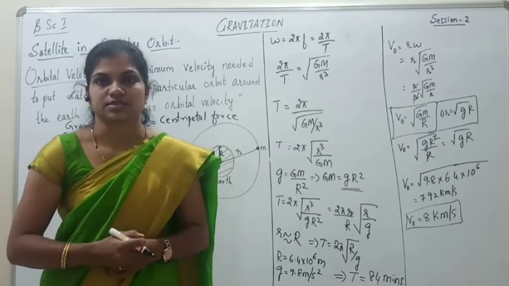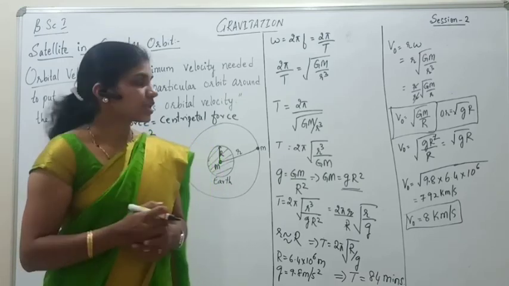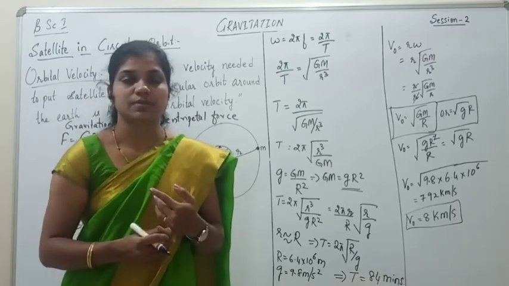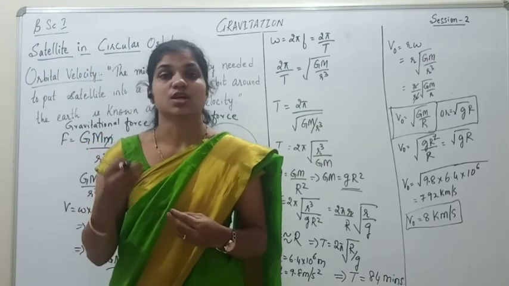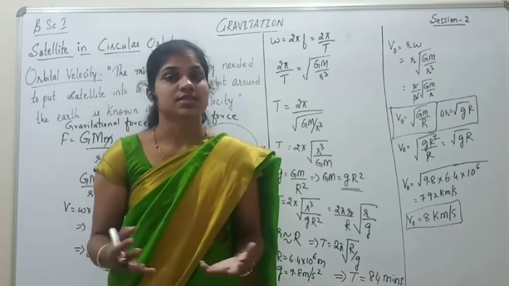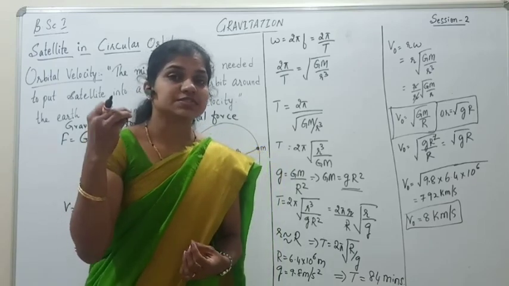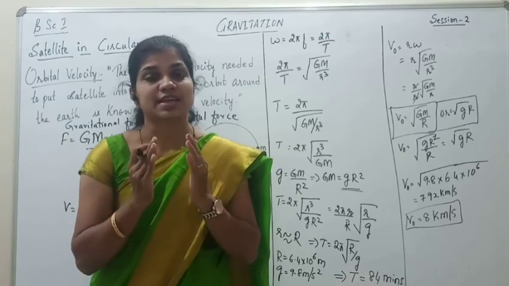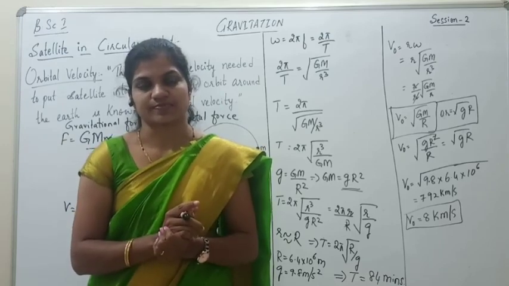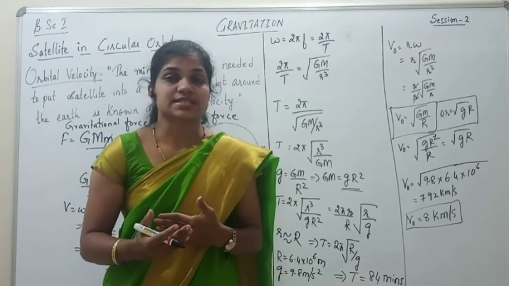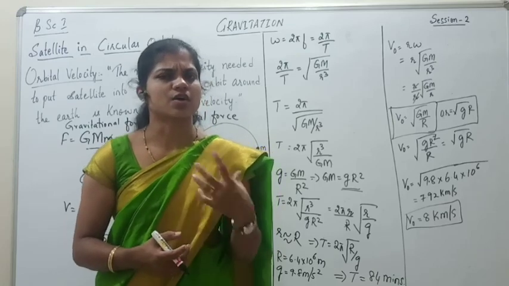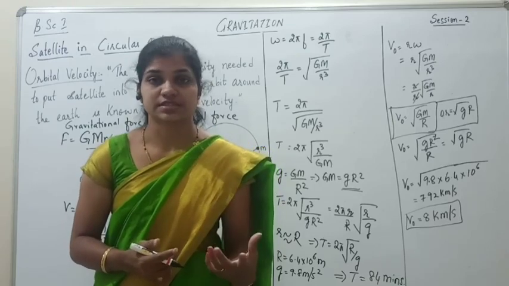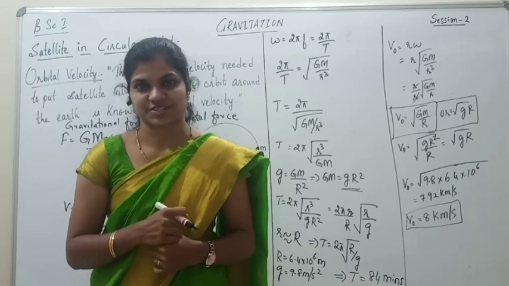So today we learned about what is escape velocity, what is orbital velocity, what are satellites, what are the different types of satellites, and also we learned about Kepler's laws of planetary motion. So let's move on and study more about satellites, how they feel in space, the weightlessness, etc. in the next session. Thank you.